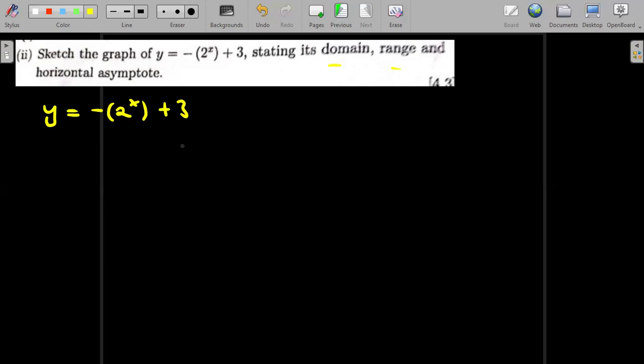To sketch this, first of all, you must know how to get the horizontal asymptote. The horizontal asymptote is just the y value. So if you had y equal to, let's say, 2 to the power x, the horizontal asymptote is just y equal to 0. That's your horizontal asymptote. Now when you have this shift, in this case 3, whatever shift you get is going to be your horizontal asymptote. So that will be at y equal to 3. That's your horizontal asymptote.